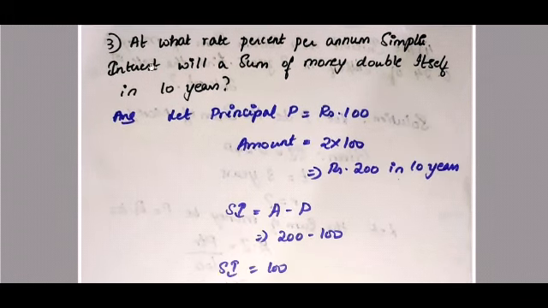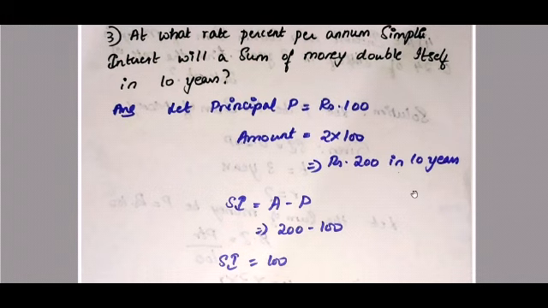Your third question: at what rate percent per annum simple interest will a sum of money double itself in 10 years? So let the principal amount be 100 rupees. Amount is what? 2 into 100. They are asking at what rate percent per annum the simple interest on a sum of money should double itself in 10 years. So we are assuming our principal amount to be 100 and our amount to be 2 into 100, the double of it, 200, which is rupees 200 in 10 years.